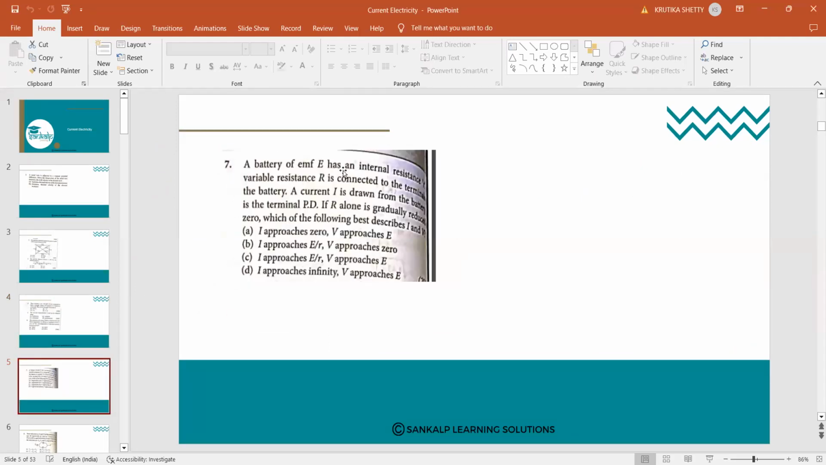The next question. A battery of EMF E has an internal resistance R, and a variable resistance capital R is connected to the terminals of the battery. A current I is drawn from the battery and the terminal potential difference is V. If capital R alone is gradually reduced to 0, which of the following best describes I and V?